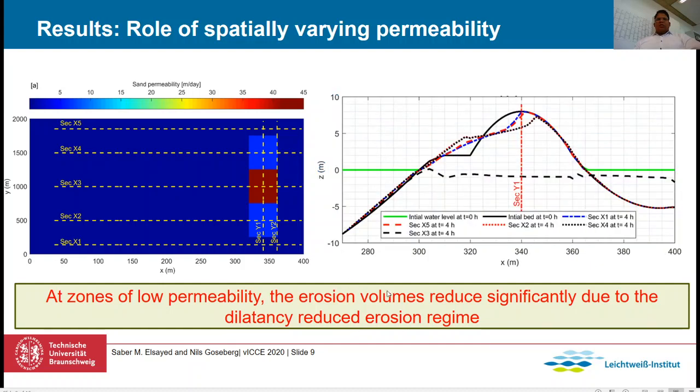Here we see some cross sections from section X1 to X5, and we find that at section X1 and section X5 we have the same erosion, and this is very little. It's less than the erosion at other cross sections because of the very low permeability. Then at sections X2 and X4 we find more erosion because of the higher permeability, and at the middle, at section X3, we have full breaching, as we see here. This is due to the higher value of permeability.